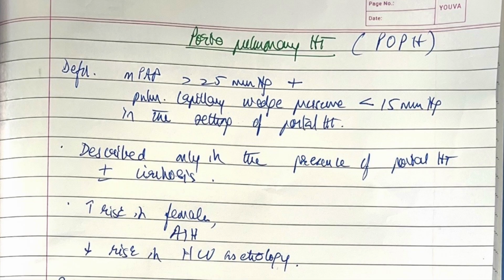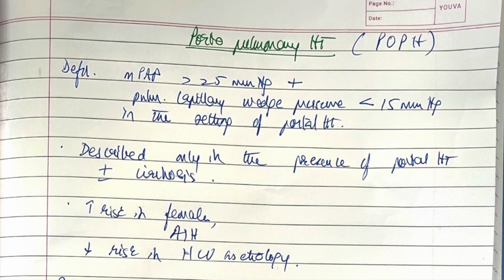Portopulmonary hypertension, POPH. The definition is mean pulmonary artery pressure more than 25 millimeters of mercury, plus proving that the elevation is not because of left heart failure or anything else. And how do we do that? We do a pulmonary capillary wedge pressure, which will be less than 15 millimeters of mercury in the setting of portal hypertension. So the prerequisite for portopulmonary hypertension is portal hypertension. It's not just any cirrhotic.